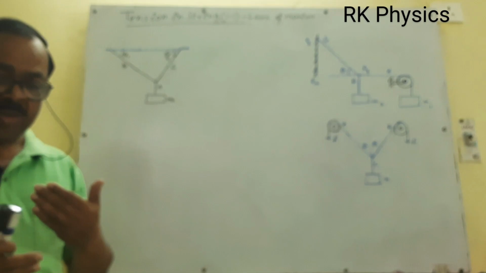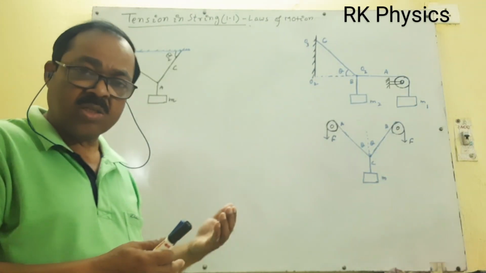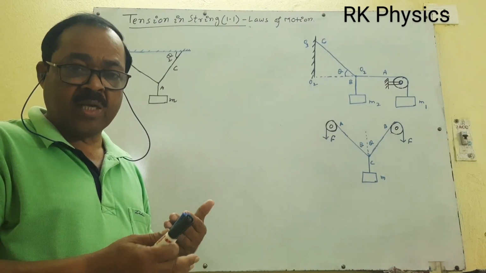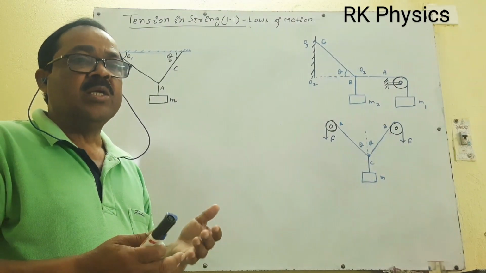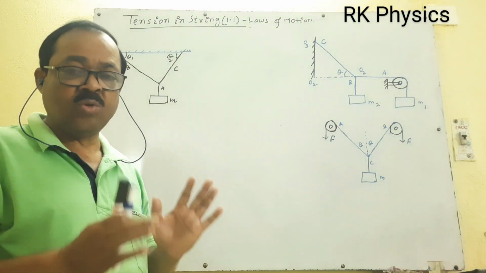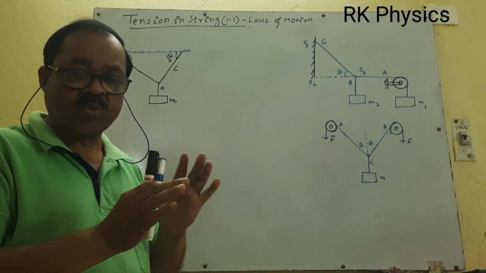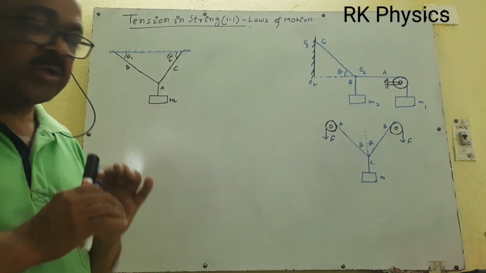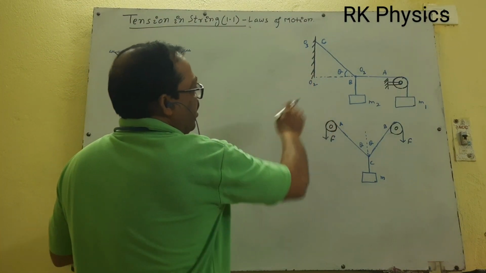Either angles are given, masses are given, find out the tensions, or tensions are given, angles are given, find out the mass. That means if any two is unknown, you can calculate the third one. So our duty is to write some equations related to the symbols. Now come to the first figure.